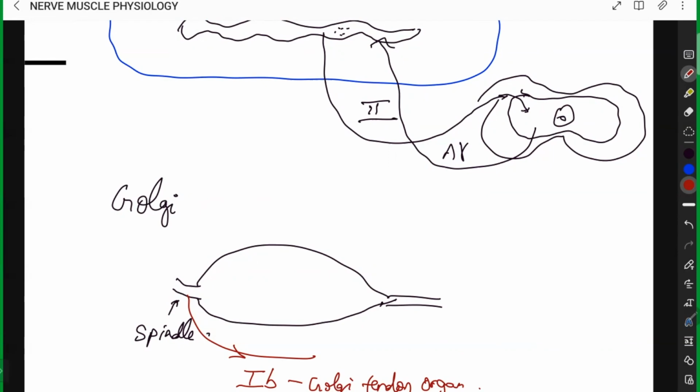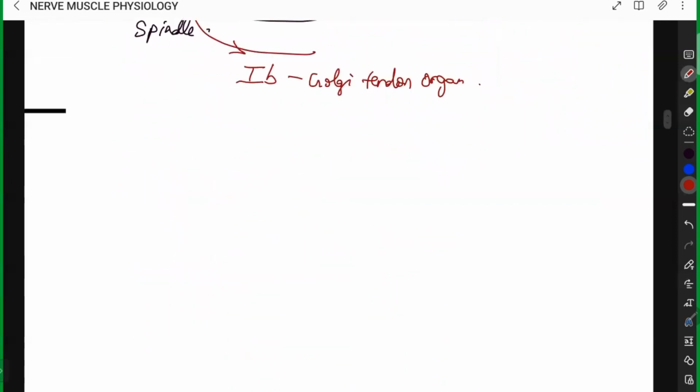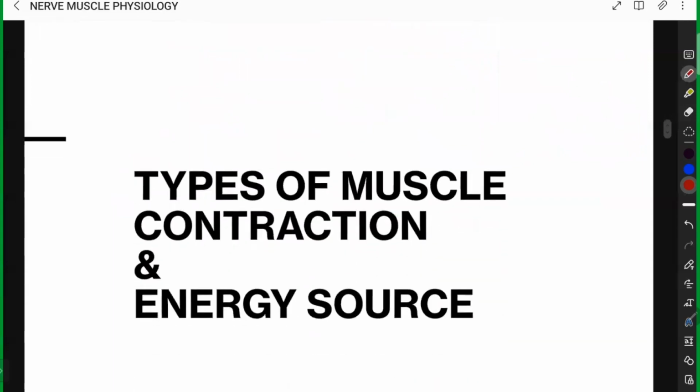One of the important things: now you understood what is 1 fiber and 2 fiber, and that 2 is again divided into 2A, 2B. We will be discussing these after completing the neuromuscular junction. Now what we are going to talk about is the neuromuscular junction. Why is it important? Because this is the place where there is transmission of impulses for a muscle to contract. That is why we next talk about neuromuscular contraction and the energy source.